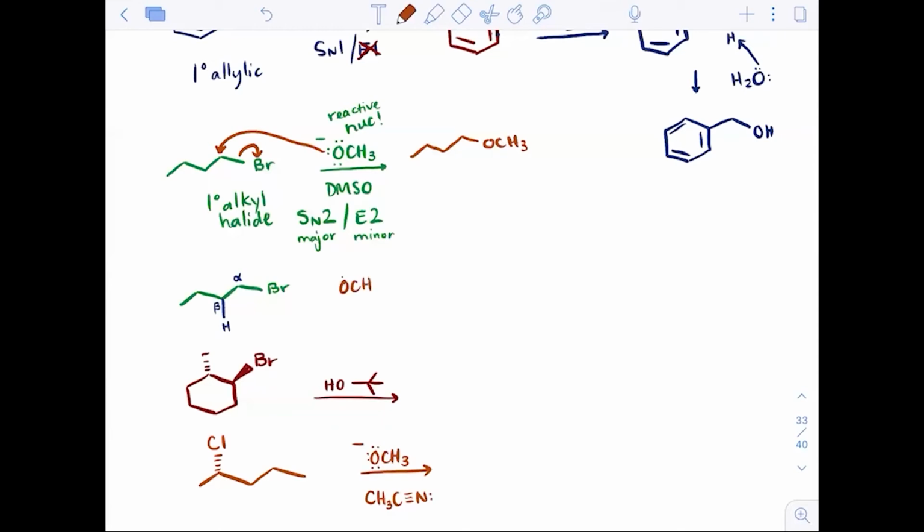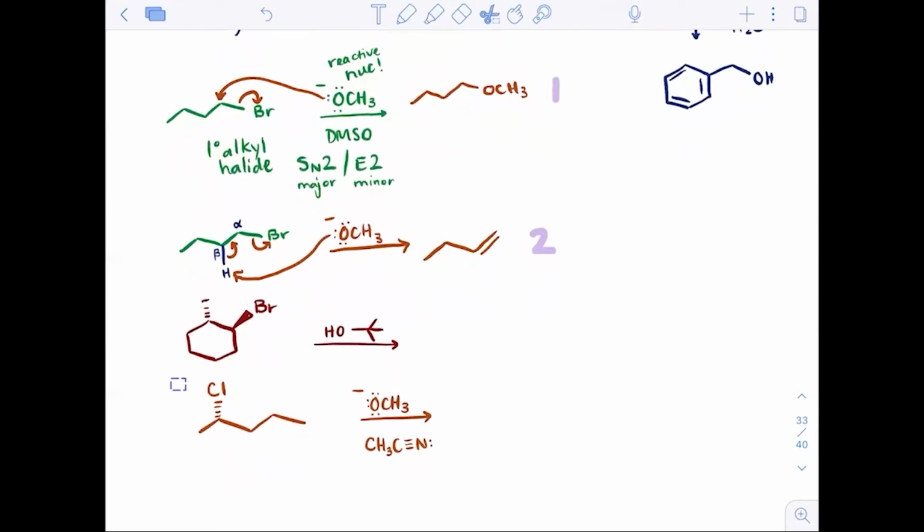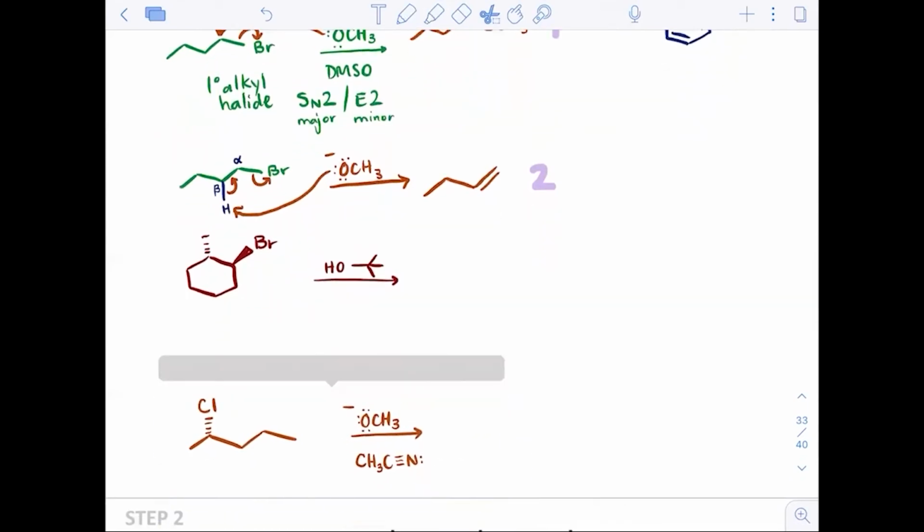We know that the backside attack occurs for the SN2, but there's no stereochemistry. A primary alkyl halide, we don't often have to worry about the backside attack being shown or the anti-periplanar, because we know that primary does not have any R or S stereochemistry. So, 1, 2 products for this green reaction. Let's scoot things down.